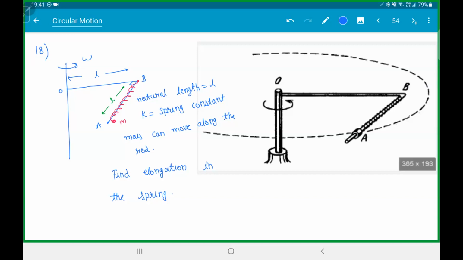Let's see. Root omega square. No. Maybe that's not the answer. No, that is not the answer, Yasha. See, you guys are drawing the FBD wrong. What is the radius of the circle?